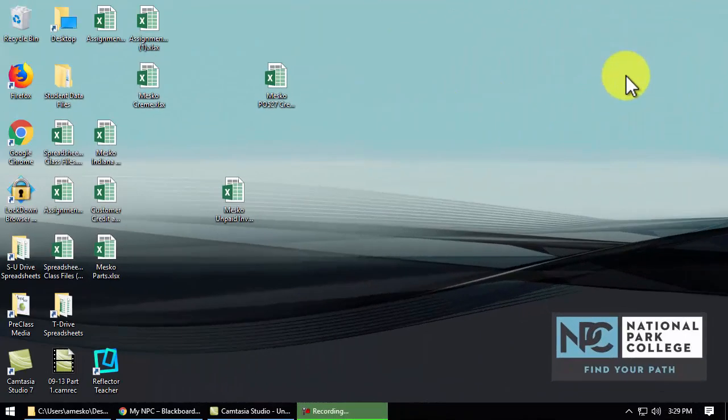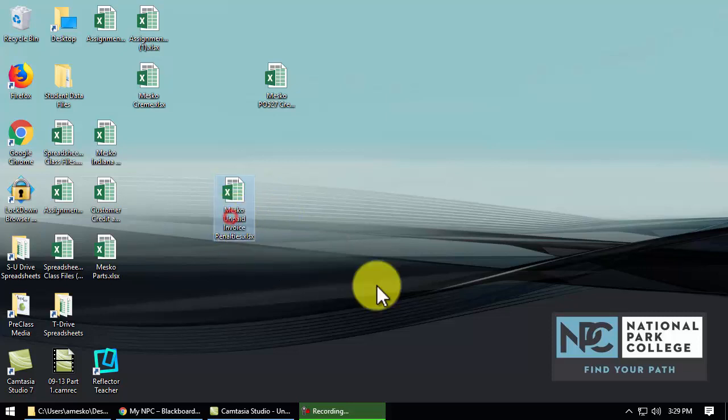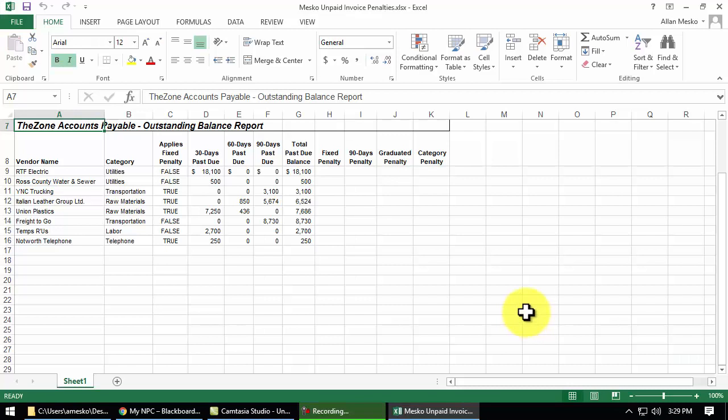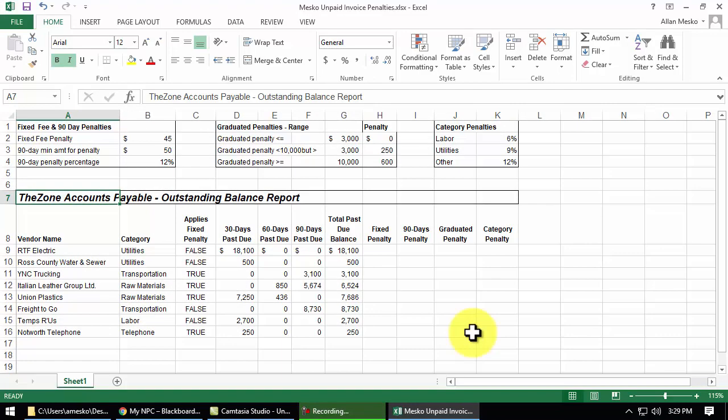Let's look at the steps to success, level 2 in chapter 4 on page 256. The file we're using is called unpaid, and they ask us to name it unpaid invoice penalties, and I've put my name in front of it just so that I know that it's the one I was working on. Here's the sheet that we are given.